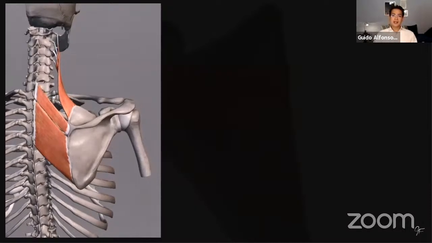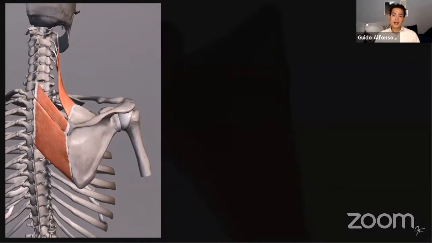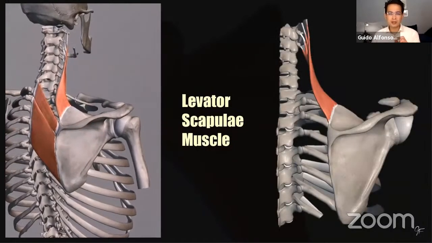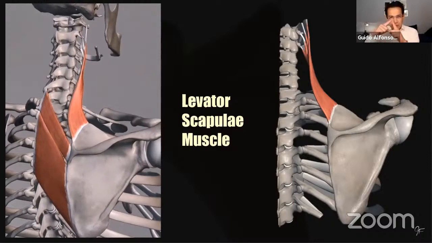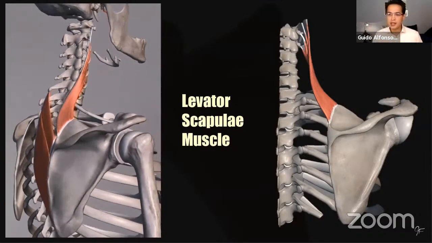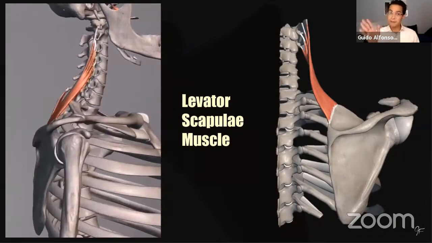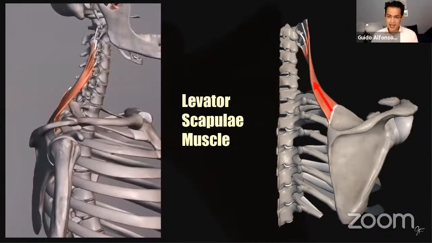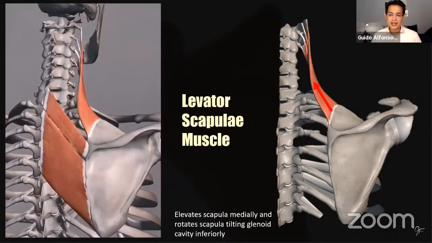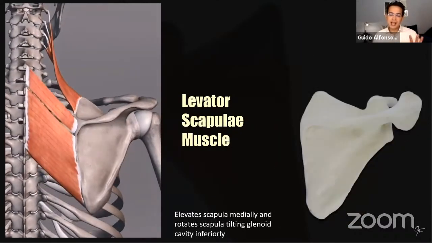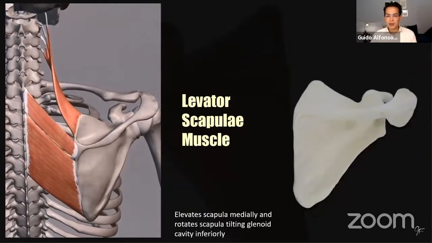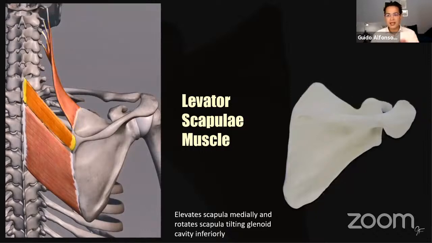Then we're talking about the deep layer. In the deep layer, we find the levator scapulae muscle. Remember, this levator scapulae muscle is not inserted in the most superior part of the medial border of the scapula, it inserts in the medial border but distal to the tip of the scapula. The function of this muscle is to elevate the scapula medially and rotate the scapula, tilting the glenoid cavity inferiorly, like this. Remember, look at the vector of that muscle, and then you can understand the movement of the scapula.